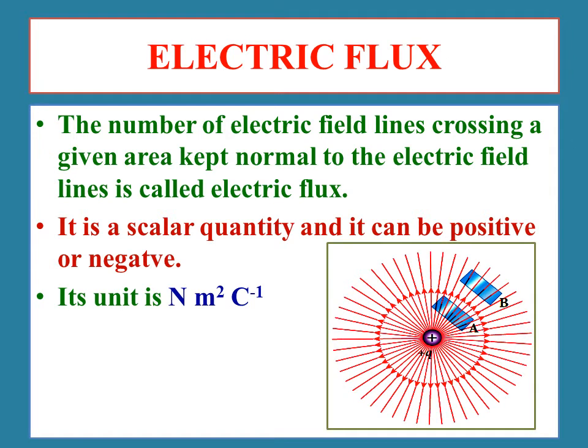Say for example, you're sitting inside a room. The number of electric lines passing through this room is termed as electric flux. Now, if you see the diagram, the charge plus Q, the electric field lines are moving everywhere. For a particular area A and B, the total number of electric lines passing through this particular area is known as electric flux.